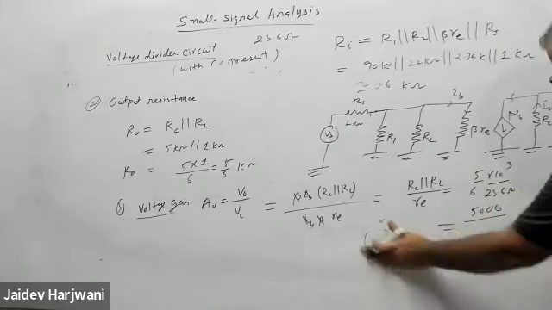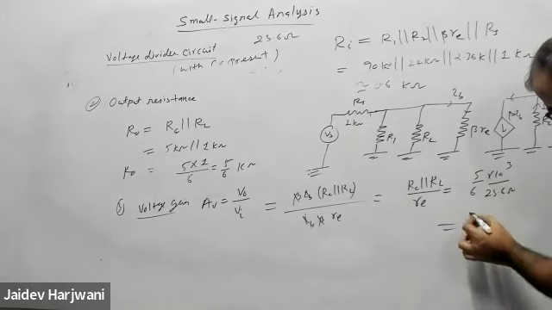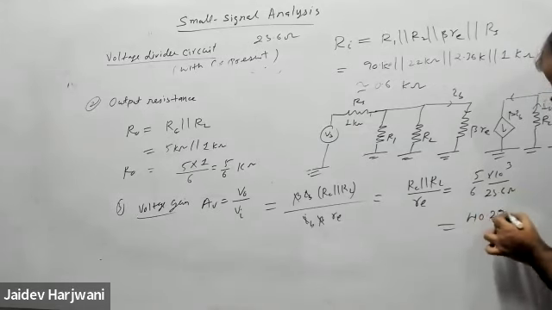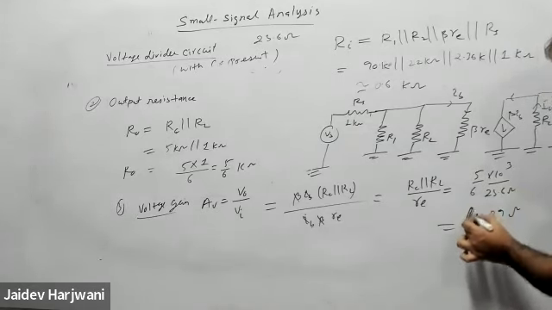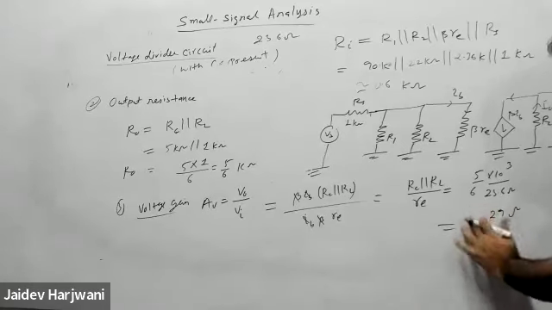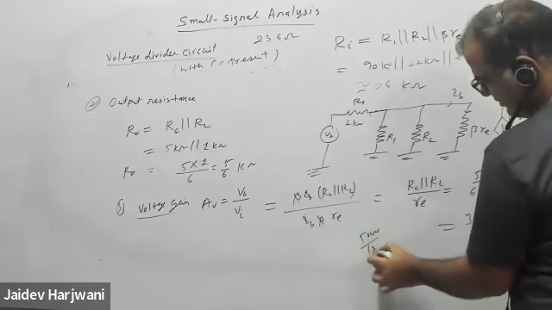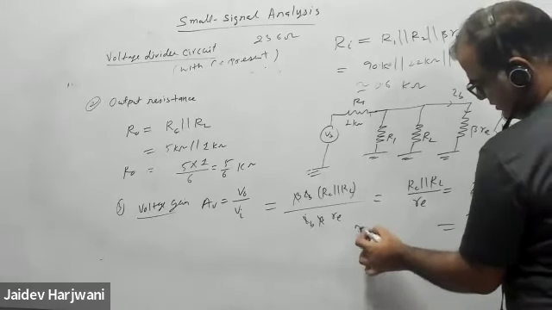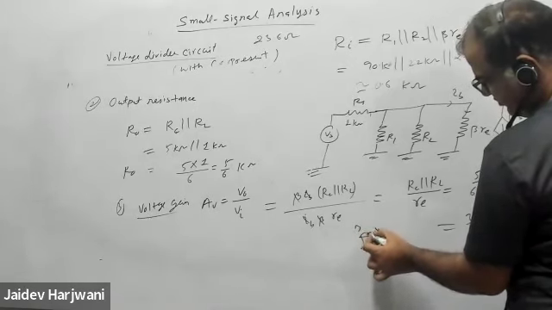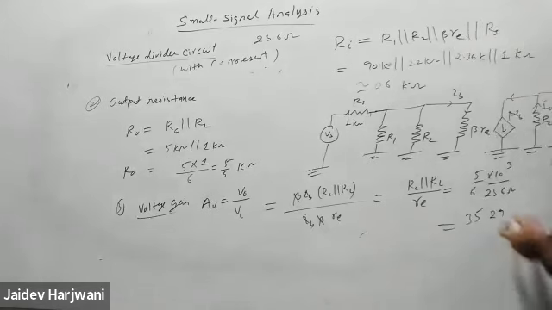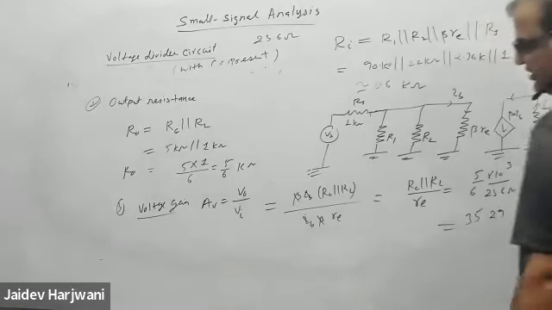23 ohm was here. 35.29. How much? 35.29. So not 40, sir. 35.29. 35. This should be the answer. Because if it is 150, so this is 25, 150 and 5000. How much will come when you do it this way? Okay, 5000 divided by 150. How much will come? Sir, 35.29. Okay, sir. So this is with CE.